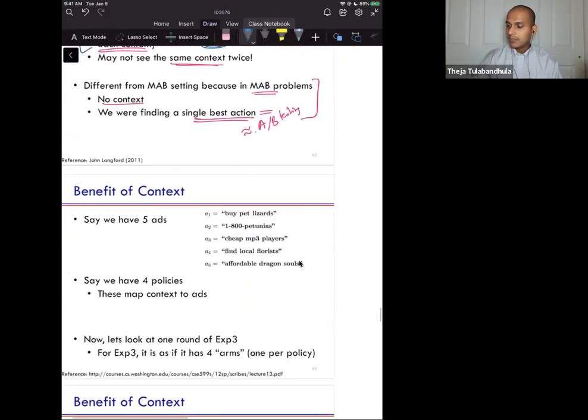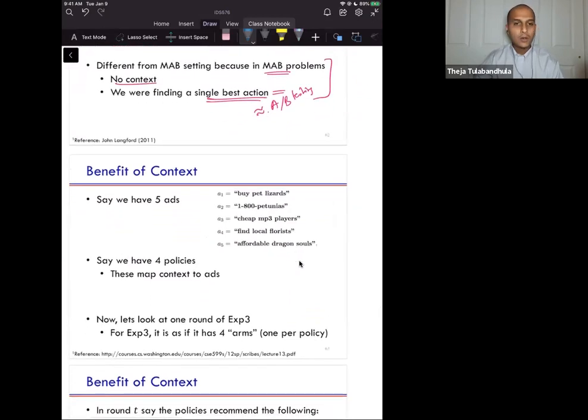So let's go through an example first to get a sense of how contexts make the problem slightly different from the multi-round bandit problem. Let's say we have 5 actions, 5 ads that we can show: A1, A2, A3, A4, A5. Now let's say we already have some candidate functions, some policies. Let's say we have 4 policies. Let's talk about the first policy. Let's say contexts are also enumerable, so there are only, let's say, 10 contexts.